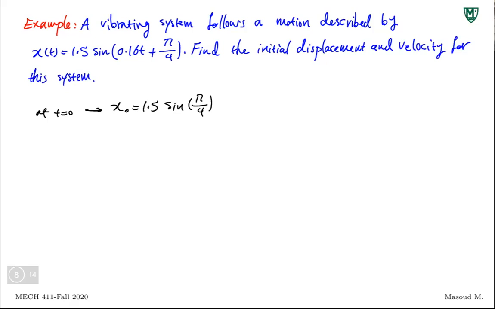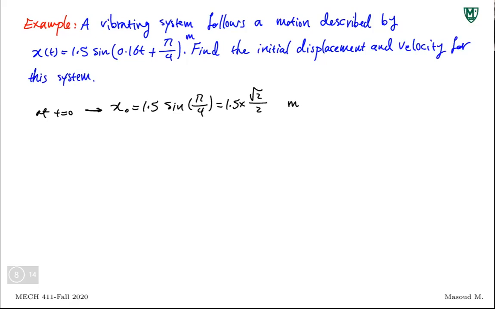Well, it's actually sine pi over 4, it becomes 1.5 times square root of 2 over 2. I actually don't have this number, but whatever comes out of this, let's use the unit meter for this. So we can say this is in meter.